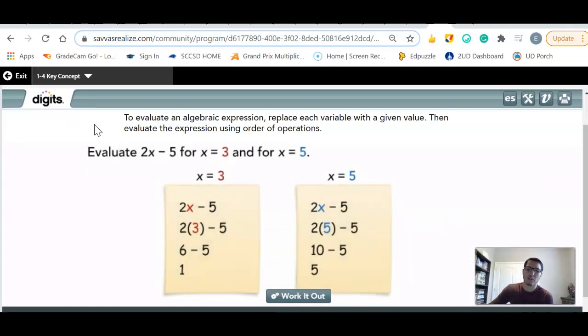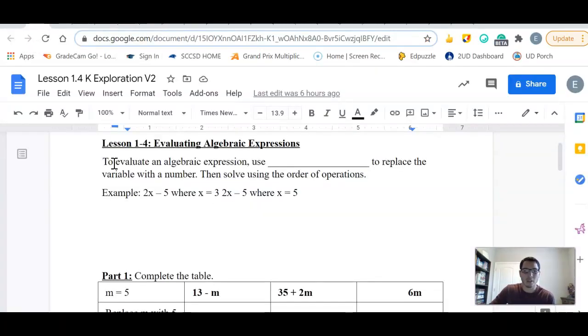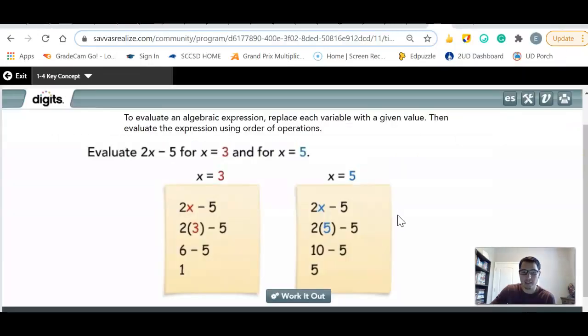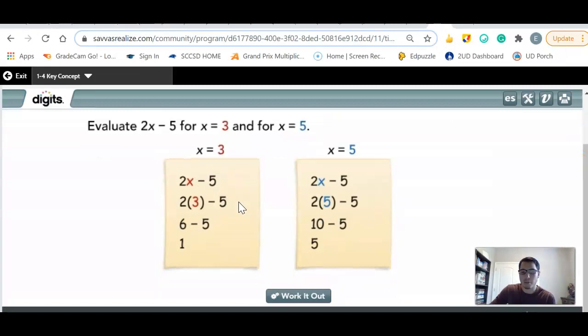All right, so on your guided notes, it should say at the very top, to evaluate an algebraic expression, use substitution. Substitution should be written right here. To replace the variable with a number. Then solve using the order of operations. So here's your example. I'm going to go back to here. This is the same thing. So I would like for you to write these in your guided notes.